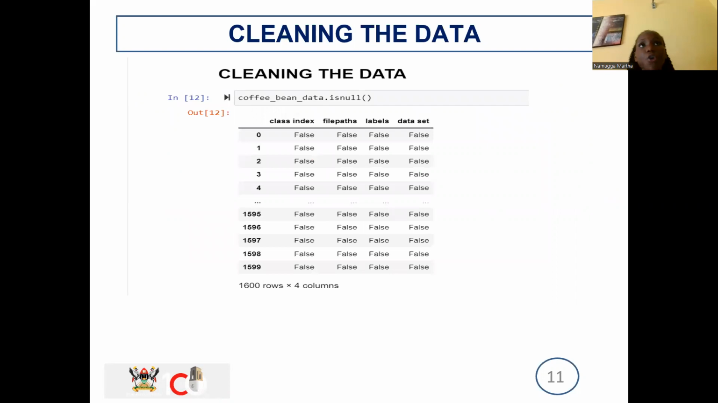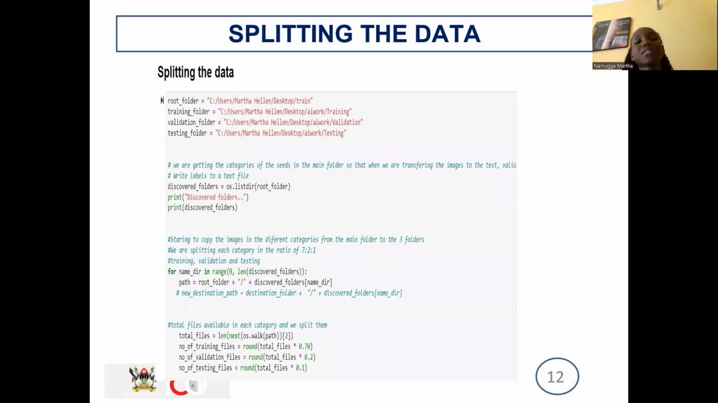How do I clean the data? We have to check if this data has any null values or duplicates. So we looked through, and we did not find any null values. We are showing that we do not have null values in our data, i.e., it's good to go. If we had null values or duplicate values, then we would have to drop them. Since our data is clean, we have to go into splitting.